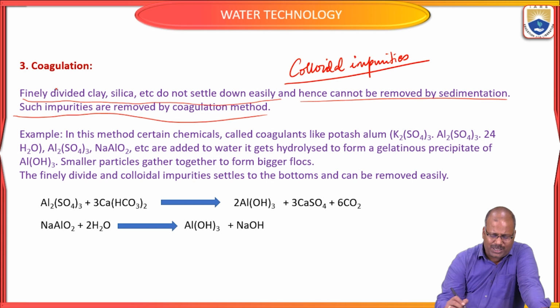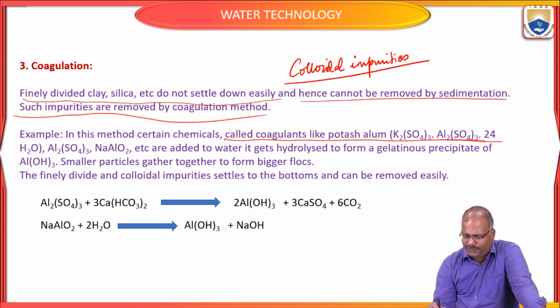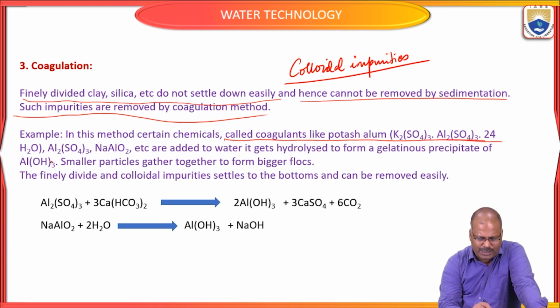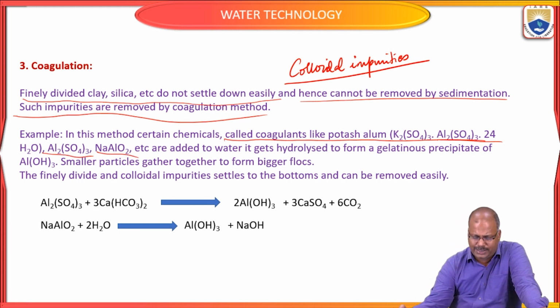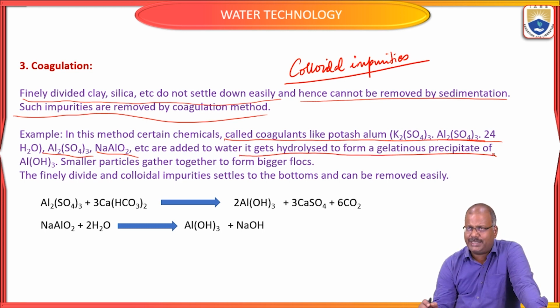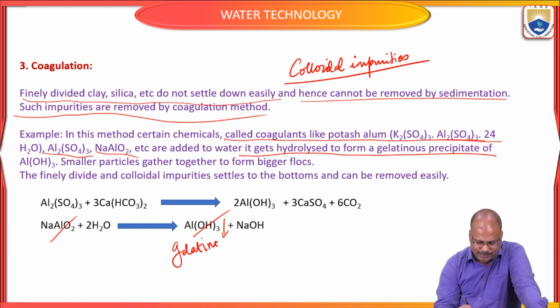we need coagulants. In this method, certain chemicals called coagulants, potash alum, potassium sulfate, aluminium sulfate Al2(SO4)3·2H2O, aluminium sulfate, sodium aluminate, etc. are added to water as coagulants. It gets hydrolyzed to form a gelatinous precipitate. For example, NaAlO2 will form a gelatinous precipitate of aluminium hydroxide.